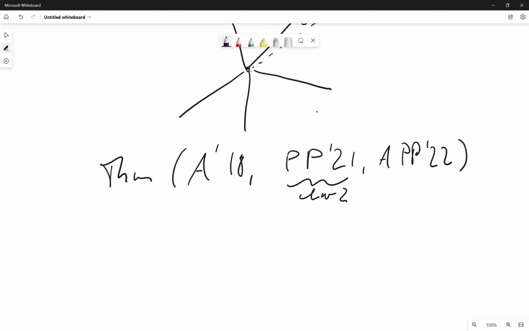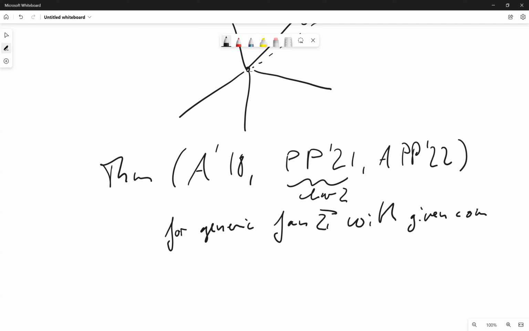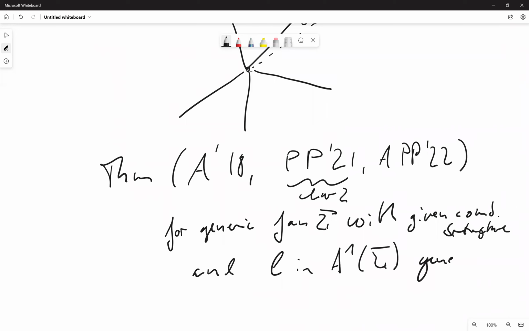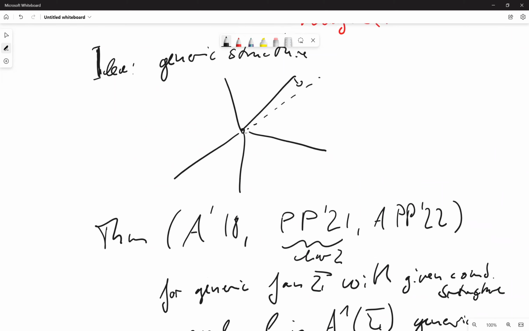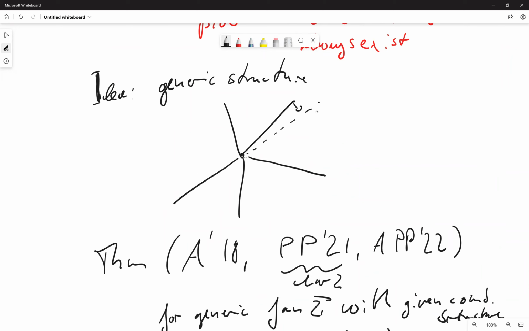And this is for a generic fan sigma with given combinatorics, given combinatorial structure, and L in A^1 of sigma generic. What does generic mean? Generic just means that there's an open dense set from which I can choose and I'm good. There's a complement of some algebraic set, and as long as I'm not in this algebraic set, I'm fine. That's it.